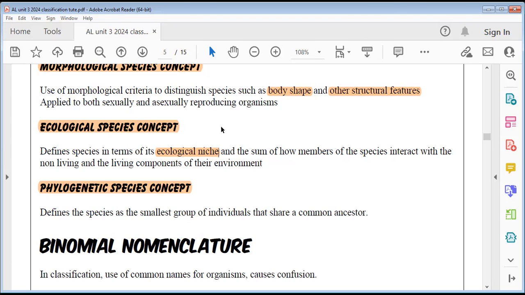As I told you, even though it is one idea, it is not accurate like the biological concept. Third, it is phylogenetic. Phylogenetic says we have to go for the common ancestor. The smallest group of individuals that share a common ancestor is called by the name species. How to find that common ancestor?